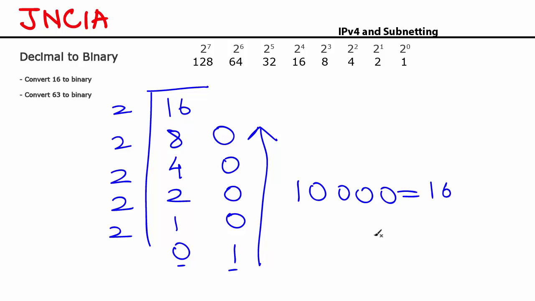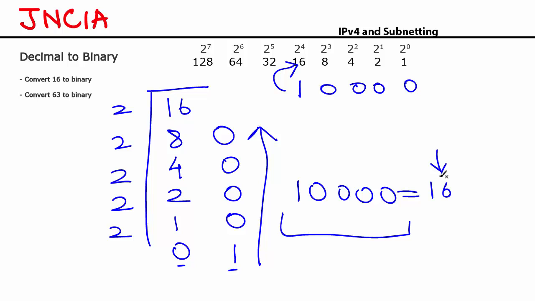If we want to verify this, we can align the bits against the powers of 2. So let's align the bits 0 0 0 0 0 1, and then you add the powers of 2 corresponding to the ones. In this case, we only have 1, and the power of 2 corresponding to that is 16, and that's your answer. So we've converted 16 to binary, and we've verified that the answer is correct.